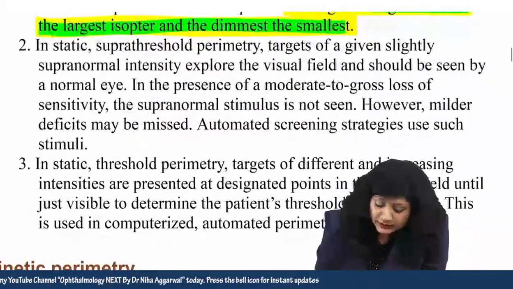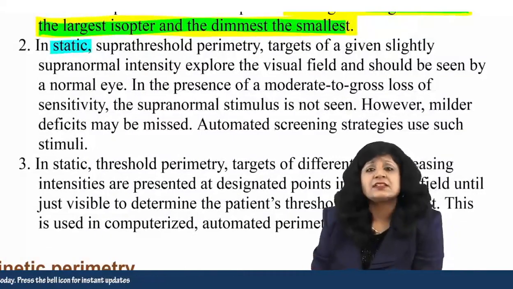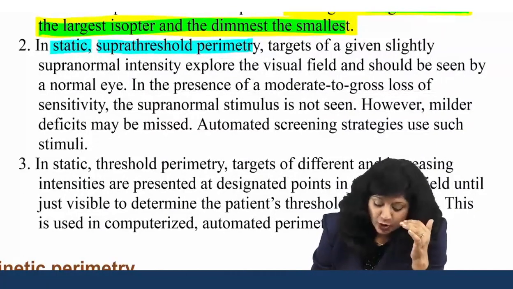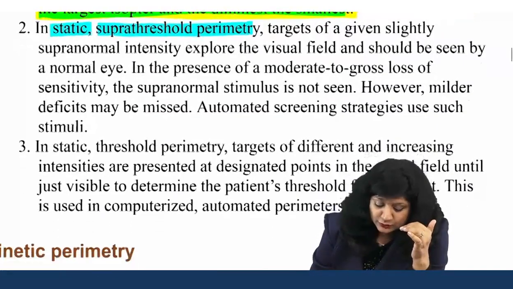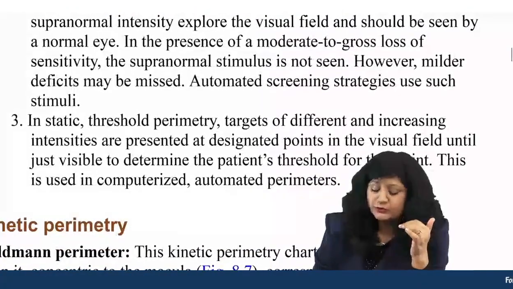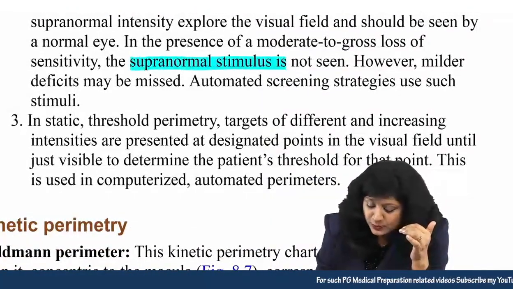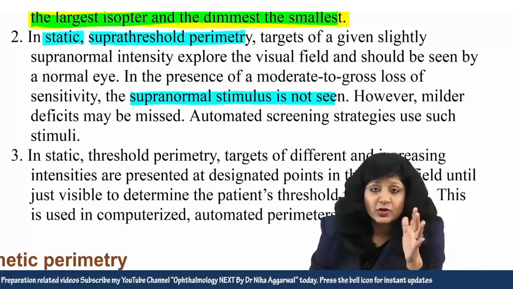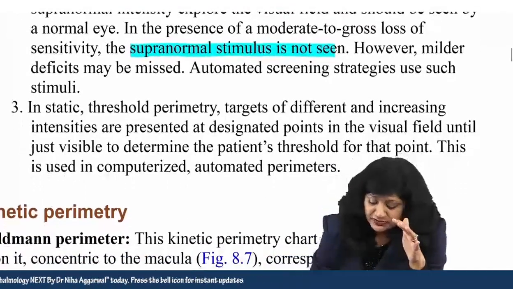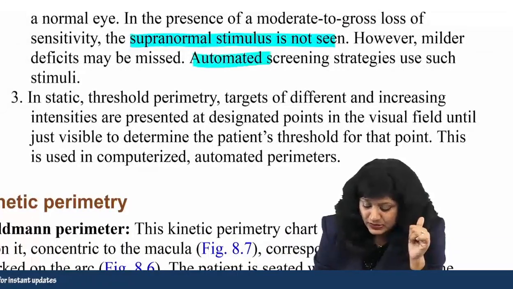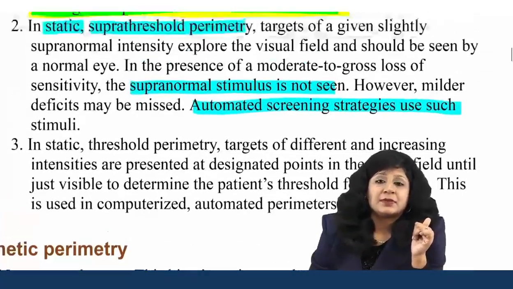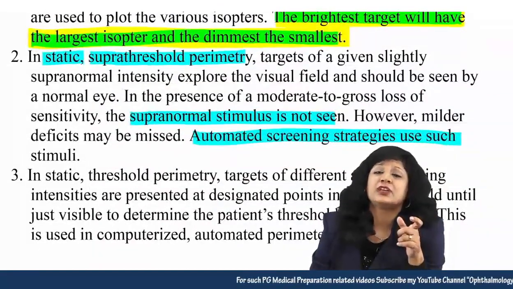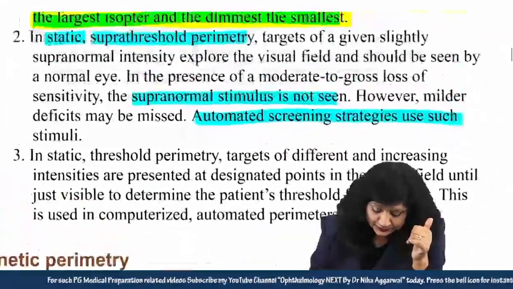Now talking about the static perimetry, supra-threshold perimetry uses targets of a given slightly supranormal intensity. They explore the visual field in the presence of moderate to gross loss of sensitivity. Supranormal stimulus is not seen. So, if you have got a very high degree of visual field defect, you are not going to see this. However, milder deficits may be missed. Automated screening strategies. The automated parameters are using this static perimetry only, where you are having a static fixation target but of different luminance. This was your supra-threshold.